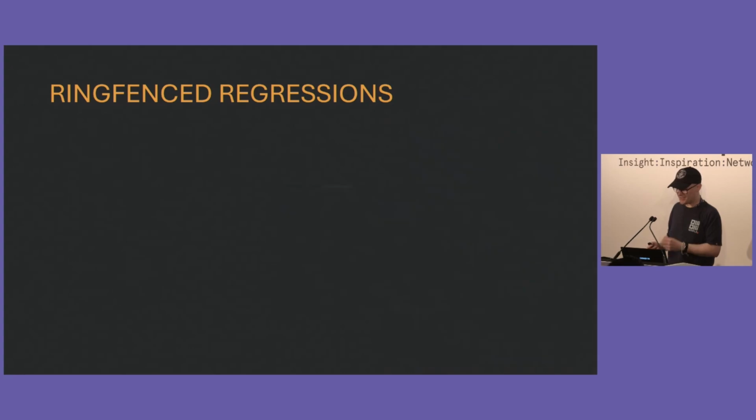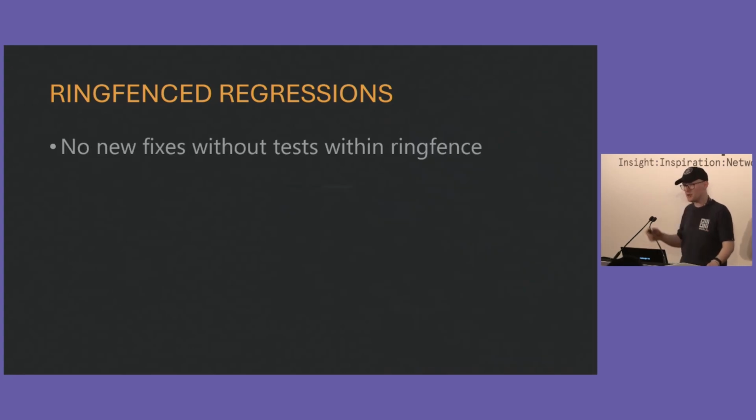So instead, we said, no new fixes will go into the player controller. We're going to put a ring fence around it. And if a bug happens to land within that ring fence, we're going to put a regression test in with the bug fix. Regression test, for those who don't know, it just means a test that verifies a bug is fixed, a specific bug. So we're going to put a regression test in with every bug.